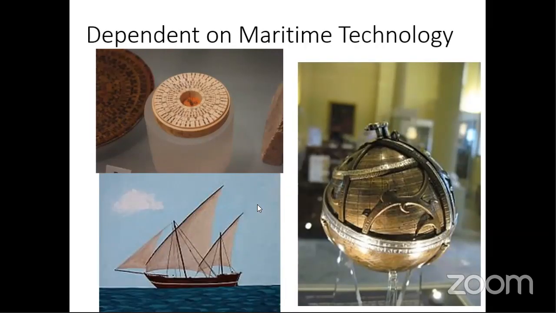There were other maritime technologies that were incredibly important to the development of the Indian Ocean Trade Network. In the top left-hand corner, you see a picture of a Chinese compass. And on the right side, you see an astrolabe. Both of these were incredibly important devices when it came to navigation. The astrolabe helped use the stars in order to navigate paths and routes to get to destinations. And the compass helped make sure that the ship was traveling in the right direction.